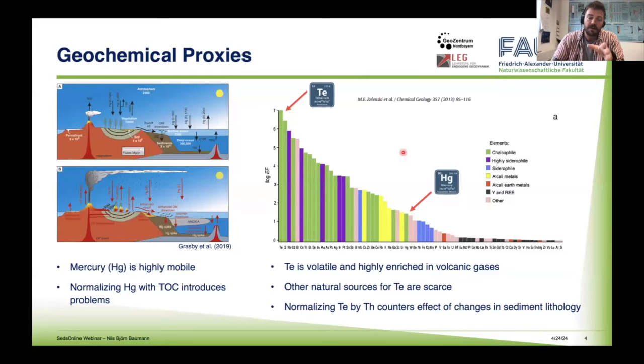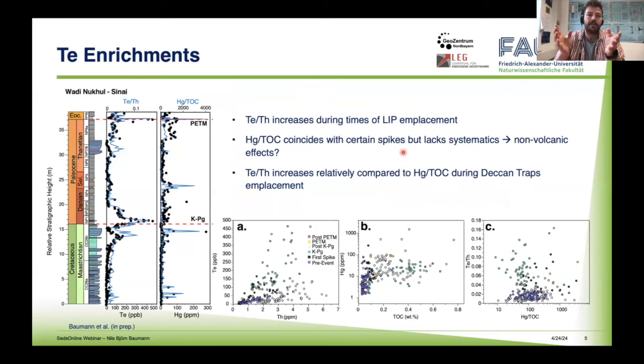So when we go into some first results that I want to show you, we are looking at the Wadi Nukhul section on the Sinai Peninsula, Egypt. And the really neat thing about this section is when you look at the lithologue, it actually spans all the way from the late Maastrichtian up to the Eocene. What that means for us is it encompasses two LIP events. So once the Deccan Traps here around the Cretaceous-Paleogene boundary, but then also the North Atlantic Igneous Province up here at the Paleocene-Eocene boundary.